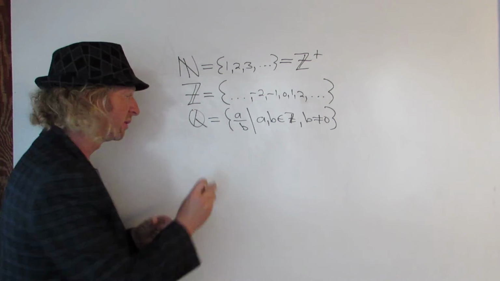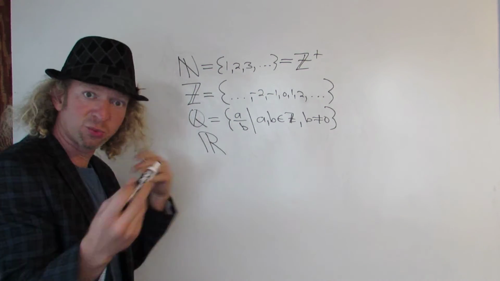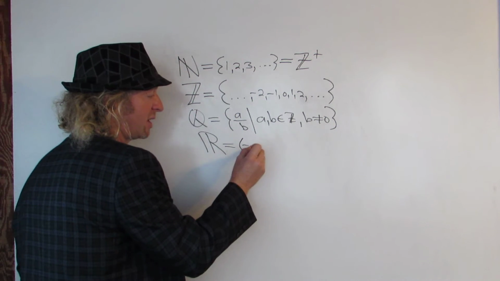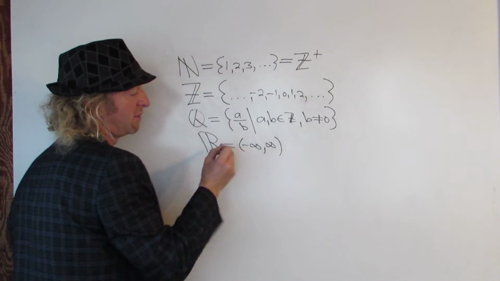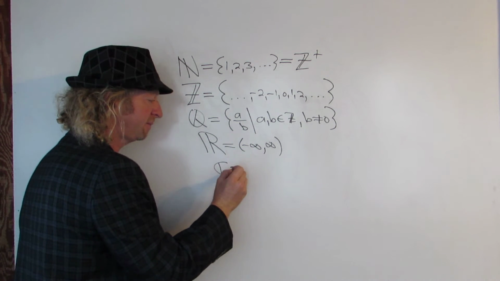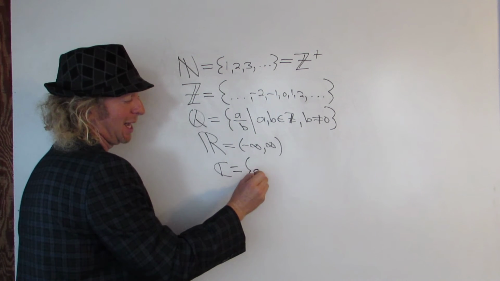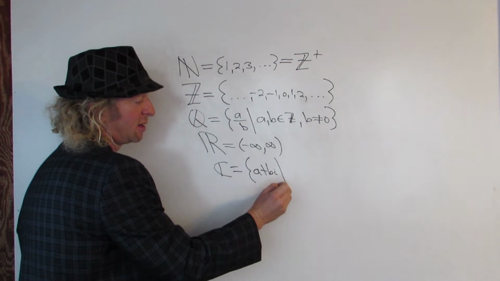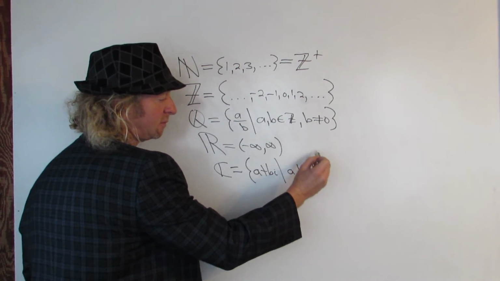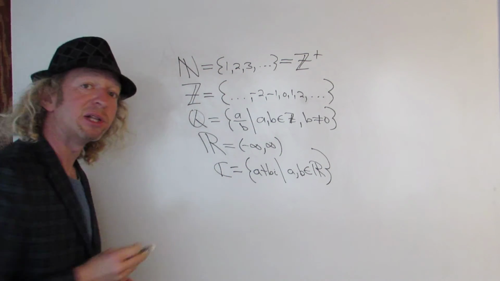Then we have the real numbers. So these are the numbers we typically learn before anything. So negative infinity to infinity, that would be the real numbers in interval notation. Then you have the complex numbers. These are all the numbers of the form a plus bi, such that a and b are real numbers. Right? That's the set of complex numbers.